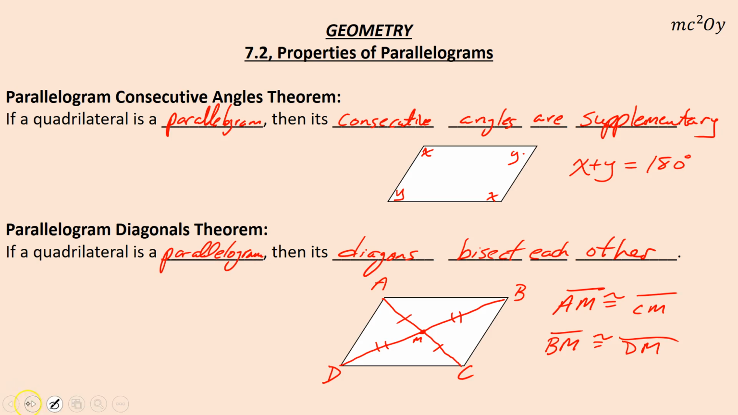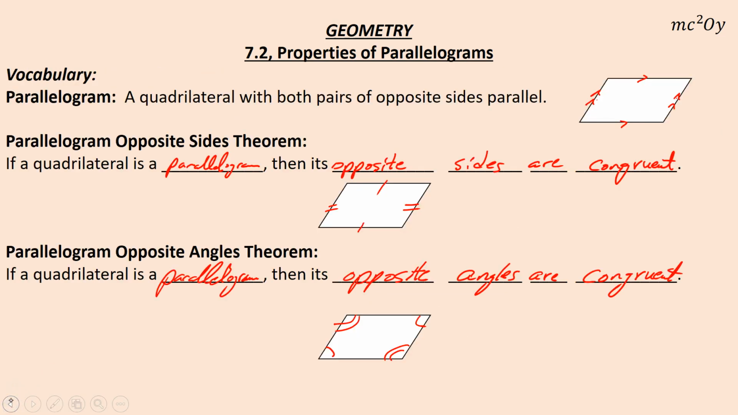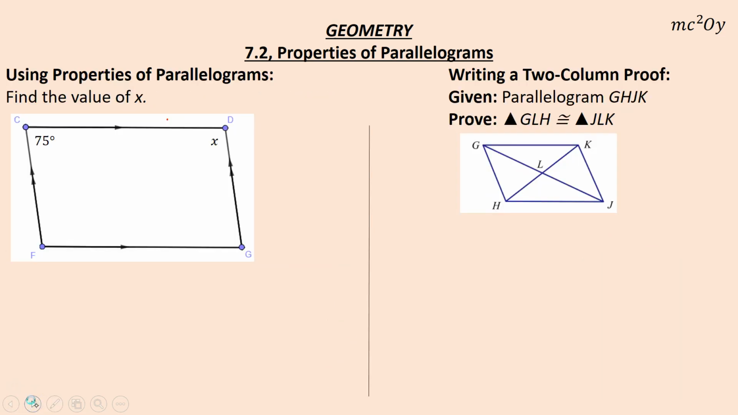So using those five different things, the consecutive angles theorem, diagonals theorem, definition of parallelogram, parallelogram opposite sides theorem, and opposite angles theorem, those are the five ways we can show that quadrilaterals are parallelograms, and they're the five ways that we use to help solve using properties of parallelograms. So if I'm finding the value of x here, I know it's a parallelogram because I have the arrow markings. 75 plus x, they're supplementary angles, so they have to add up to 180, which means x, subtract 75 on each side, is 105 degrees.